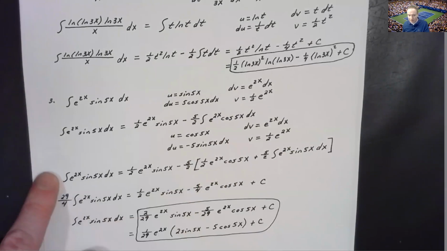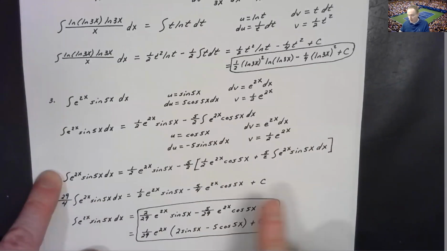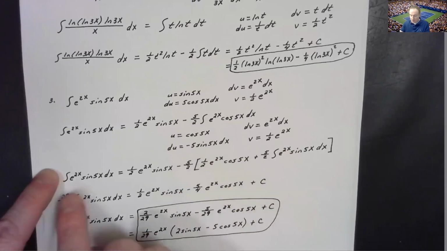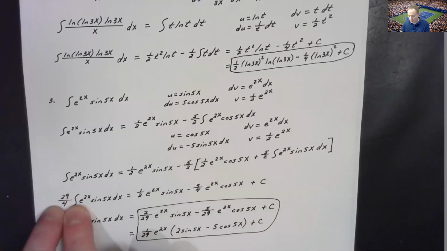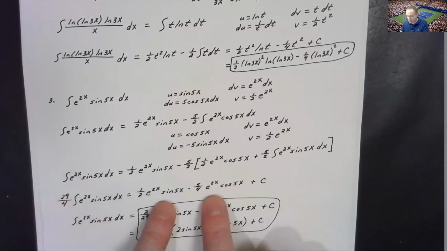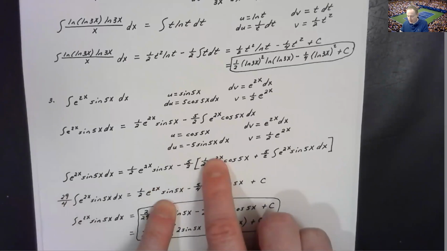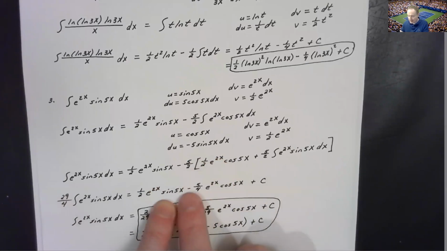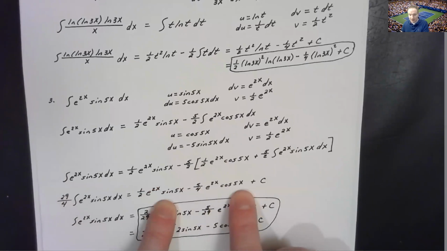Please understand, you already had an understood 4/4 on the left-hand side. So you say 4/4 plus the 25/4, that gives me 29/4 times this original integral. And now my right-hand side just has these two terms, the 5/2 times 1/2, that gave me a minus 5/4 e to the 2x cosine 5x.